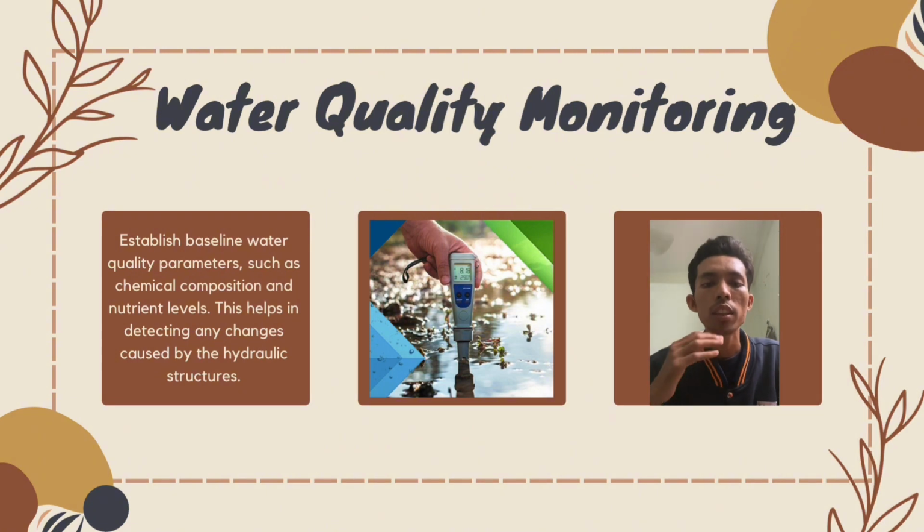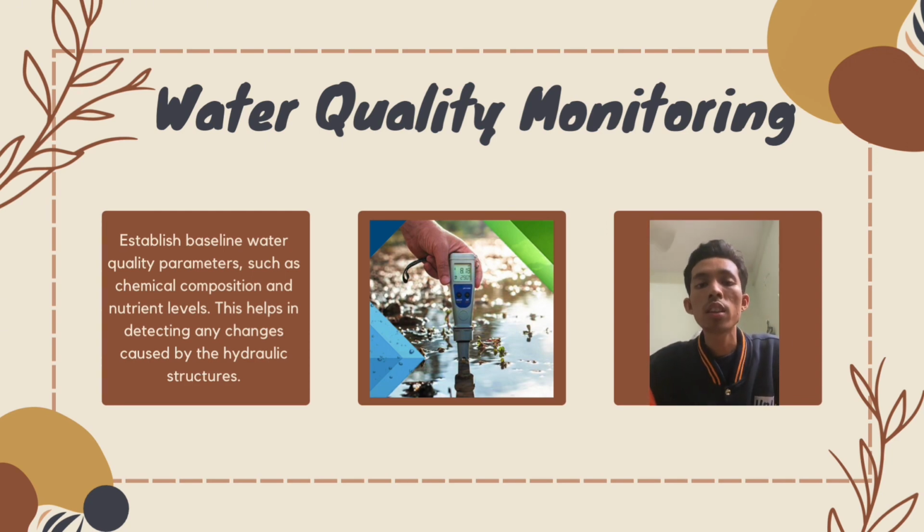So before the dam's construction, baseline measurements would be taken to establish the chemical composition, nutrient level, and other relevant parameters of the water. So we will take samples before construction and after construction. If it has changed, then there is some problem there. For instance, the monitoring might reveal the river has a certain pH level, specific nutrient concentration, and a particular mix of dissolved oxygen.